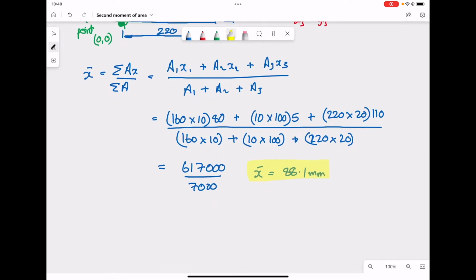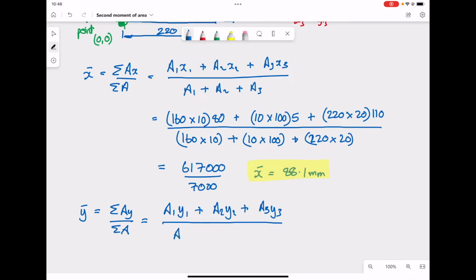Repeating the same process, but now for y bar. The equation is sigma AY over sigma A, and in detail that will be area 1 times the distance y1 plus area 2 times distance y2 plus area 3 times distance y3, all divided by this same cross-sectional area, which is the three individual shapes added together.